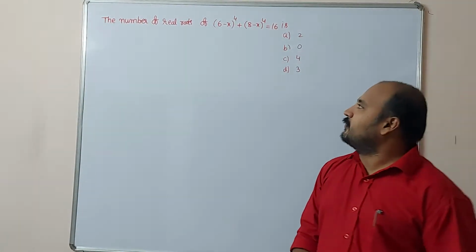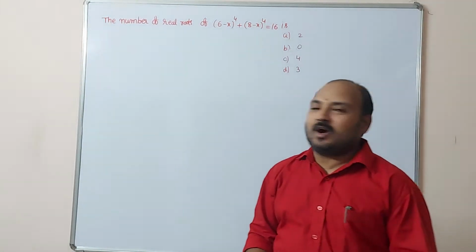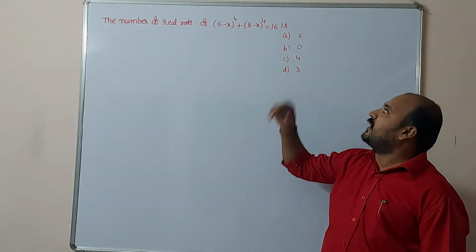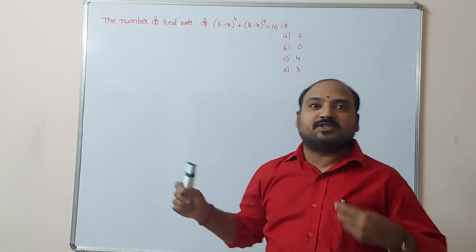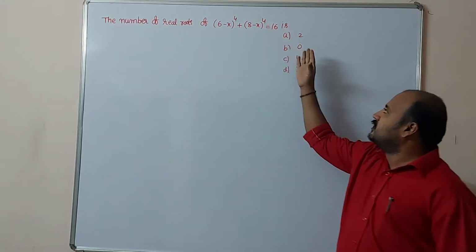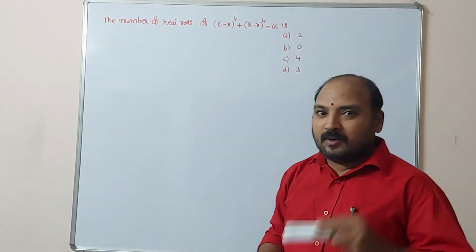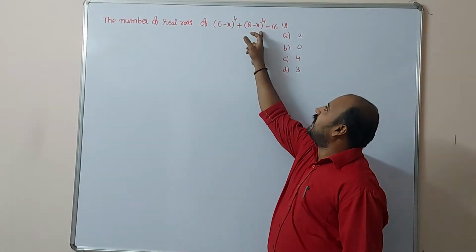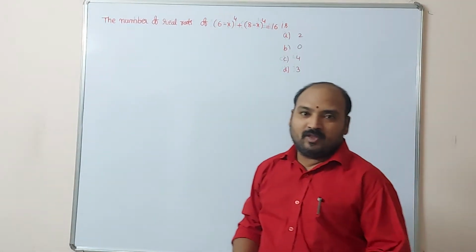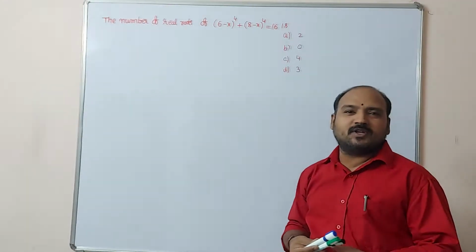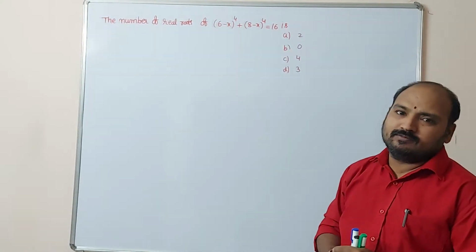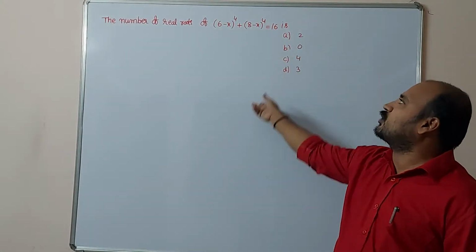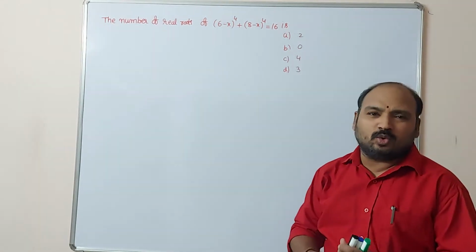The next question: the number of real roots of (6 minus x) whole power 4 plus (8 minus x) whole power 4 equal to 16 is, these are the options available. Observe, dear students, (6 minus x) whole power 4 plus (8 minus x) whole power 4 is there. But how to expand whole power 4? It means square and whole square you can write it: (6 minus x) whole square, here also (8 minus x) whole square, equal to 16. But it is difficult to do that.